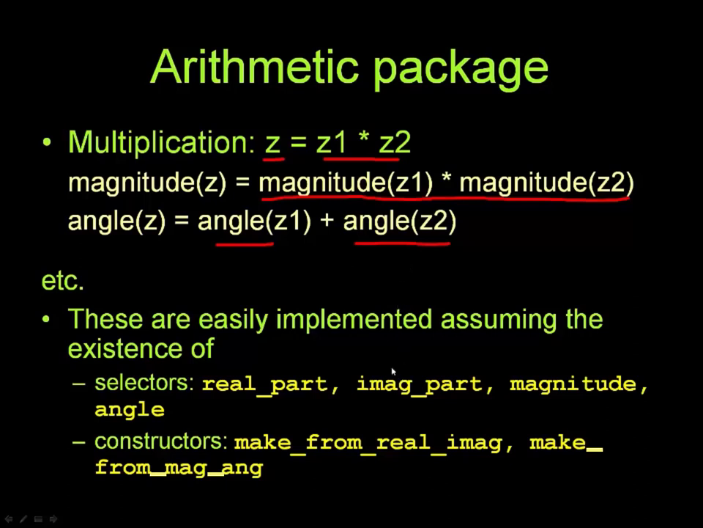What we do is that we can assume that these four functions exist: real part, imaginary part, magnitude, and angle. And then if you can make complex numbers from real and imaginary parts, or from magnitude and angle, then we are done. This is exactly analogous to the rational number package.